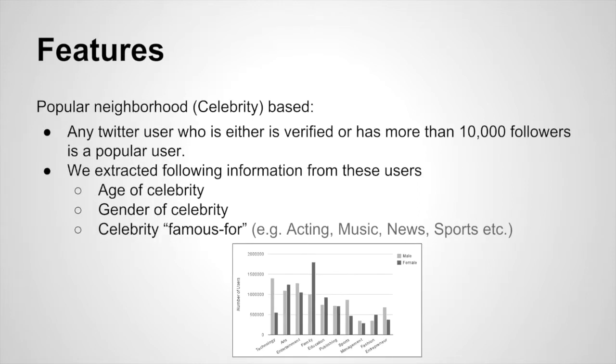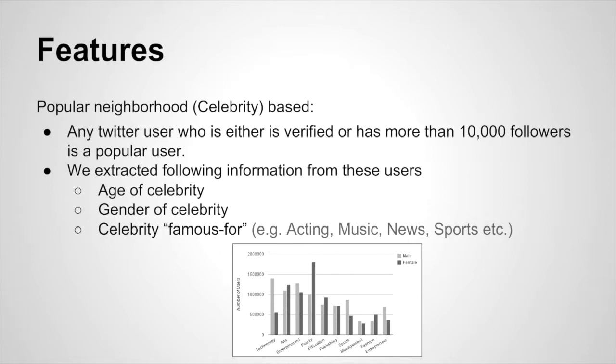Before discussing popular neighborhood based features, we must first define what is a popular neighborhood or a celebrity for our work. Any user who is either verified or has more than 10,000 followers is a popular user for our work. We found around 9,000 celebrities with the dataset we had.